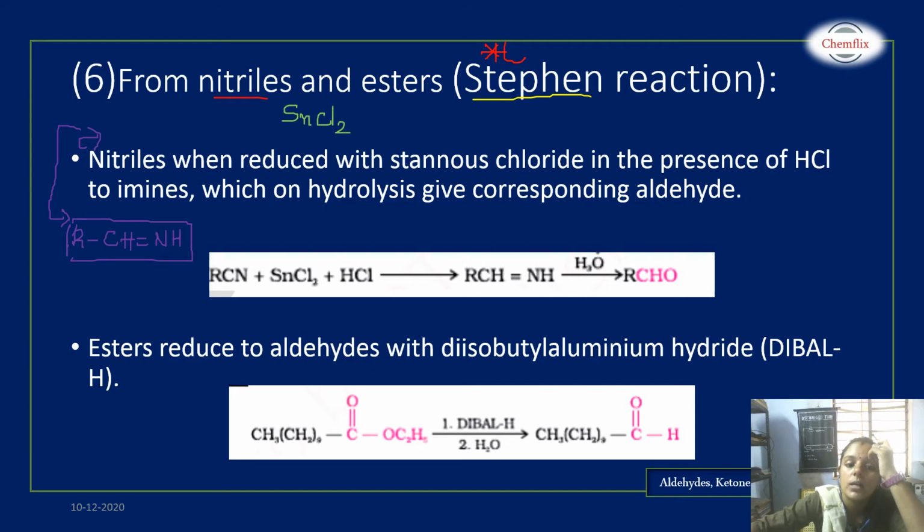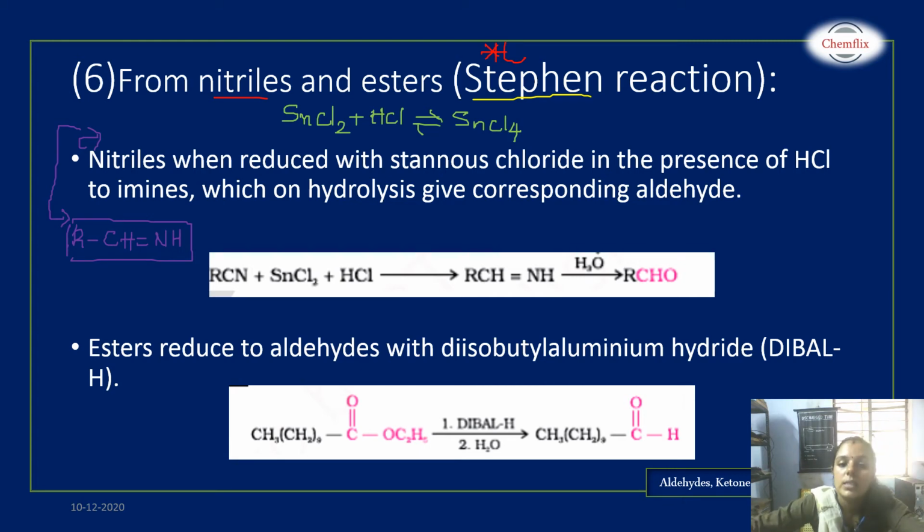Here the reagent is SnCl2 in the presence of hydrochloric acid. What happens here is this SnCl2 reacts with the HCl to form SnCl4, and this SnCl4 helps the nitriles to reduce to imine. This SnCl4 helps this nitriles to reduce to imines.